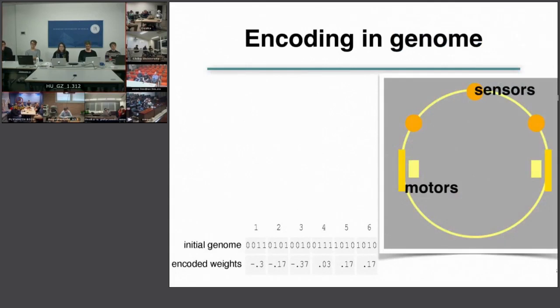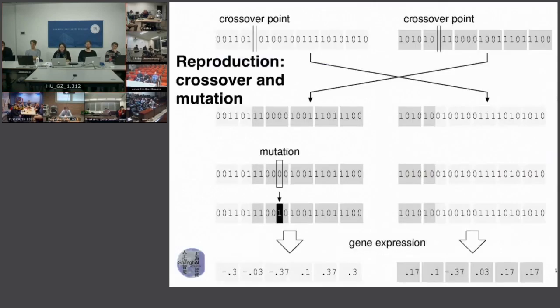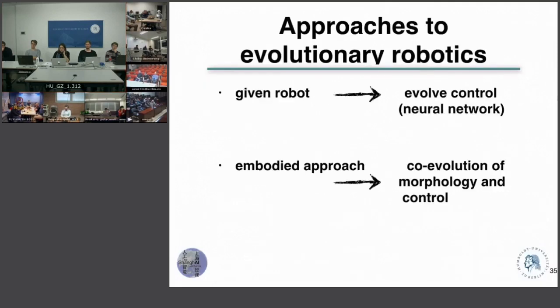Okay, we have here one example for the encoding that was already mentioned. If you have full connections, you have 6 connections, and they have to be encoded somehow, and then you can do crossover and mutation and come up with the new generation. So we basically have different approaches to evolutionary robotics. What we just saw in this example is that we have a given specific robot and you just evolve the control, which is some kind of neural network in that case.